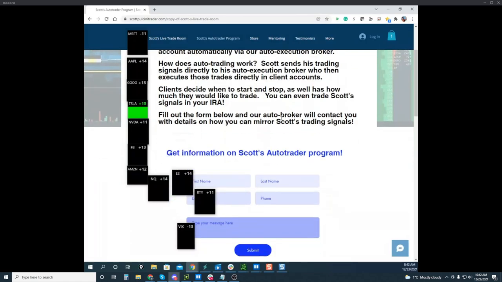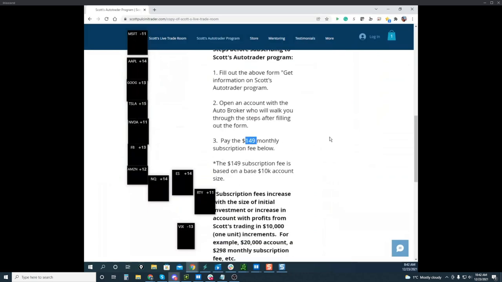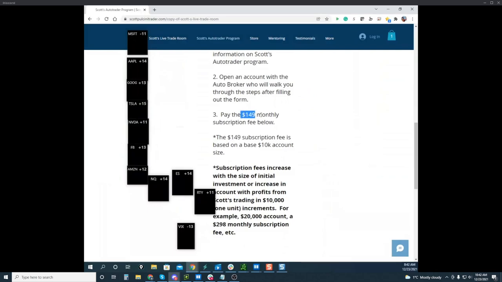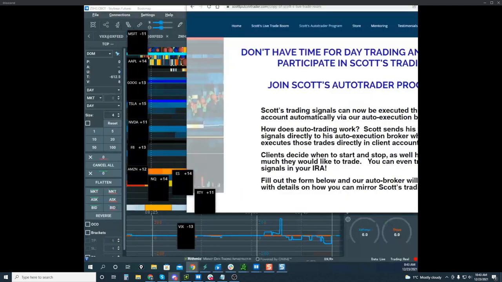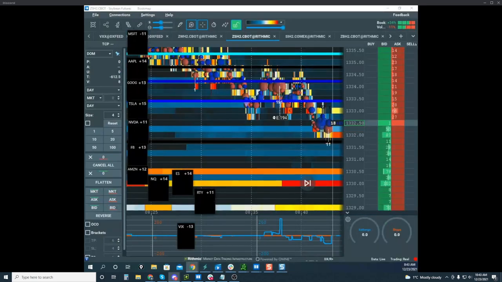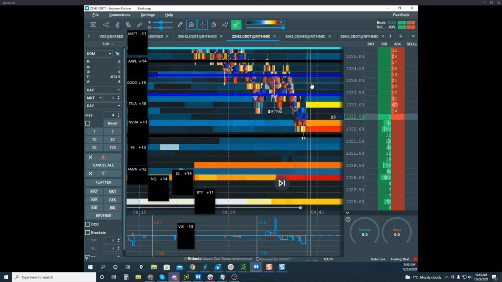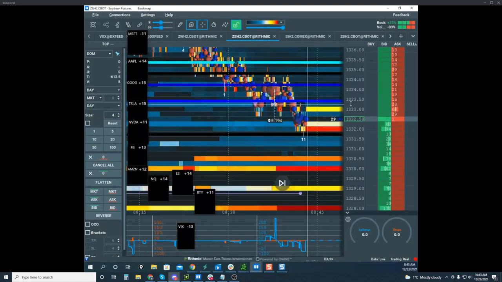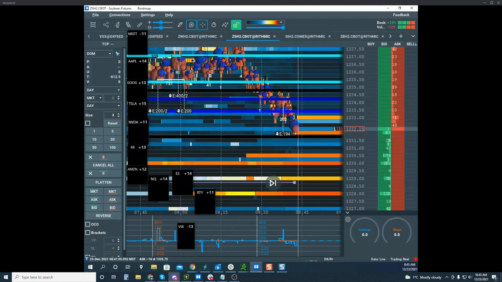I don't get any percentage of the profits or anything like that. It's just a straight $149 a month, like a subscription. Whatever I do, you get those trades. If you have more questions, contact them. I'm not supposed to answer questions on that because of the compliance things they tell clients, so I defer to them. Basically I put in a trade, send them the trade, and it fires off across all the accounts.